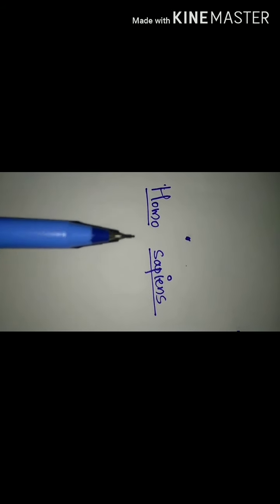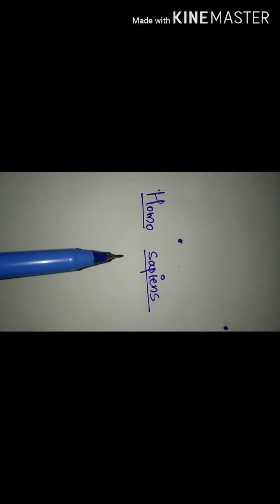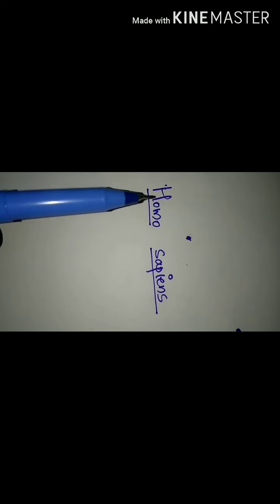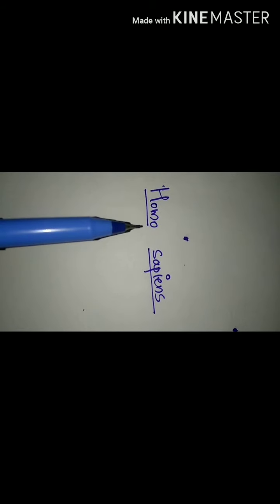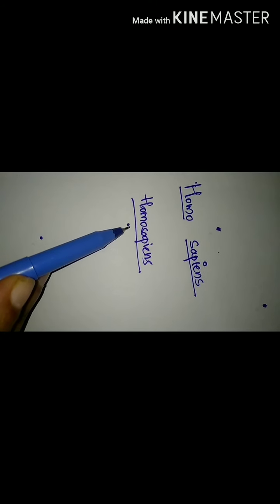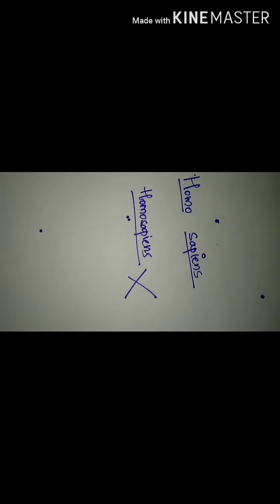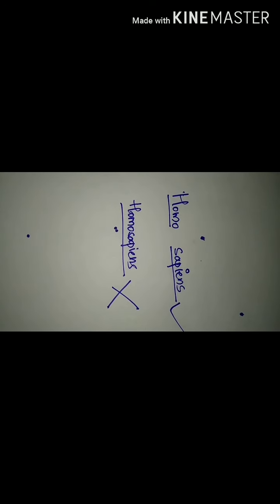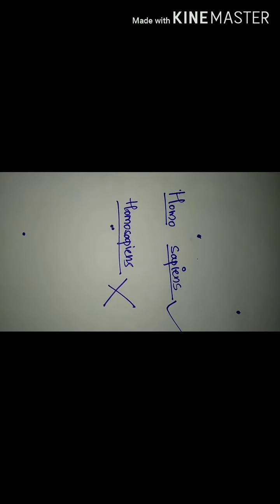And you cannot write it all together. You can't write like that. You have to give a space between the genus name and the species name. Writing like this and underlining like this is the wrong way. This is the right way to write the scientific name.